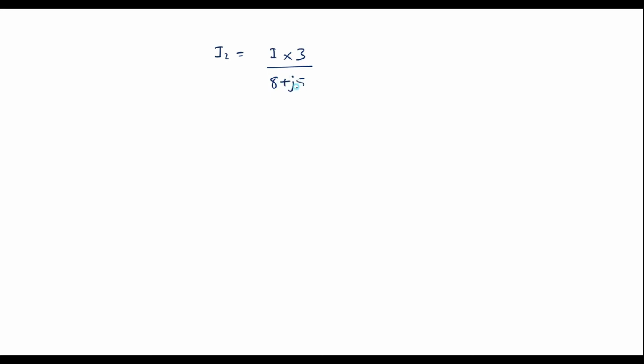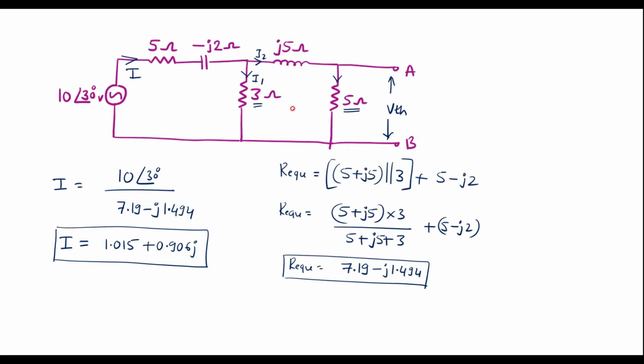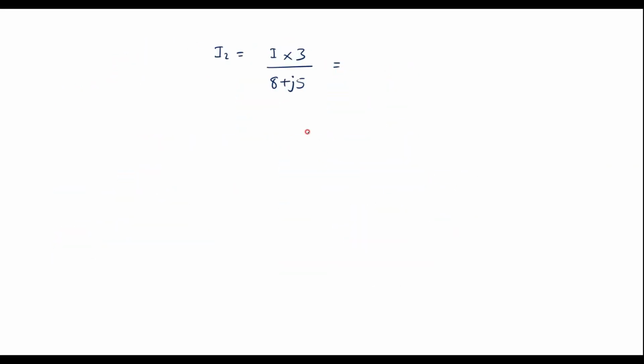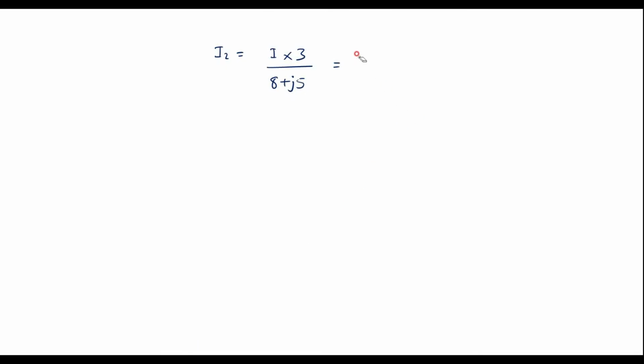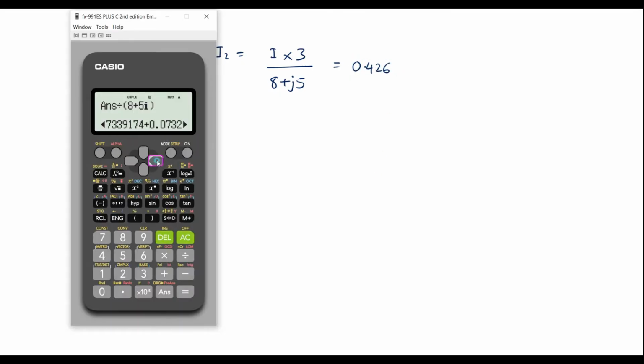8 plus J5, that is equal to, let me calculate this. This is the I value. It should be multiplied with 3 divided by 8 plus J5. Let me calculate this using the calculator. So already we have calculated I, that is multiplied with 3 divided by 8 plus J5. So it gives 0.426 and 0.073.